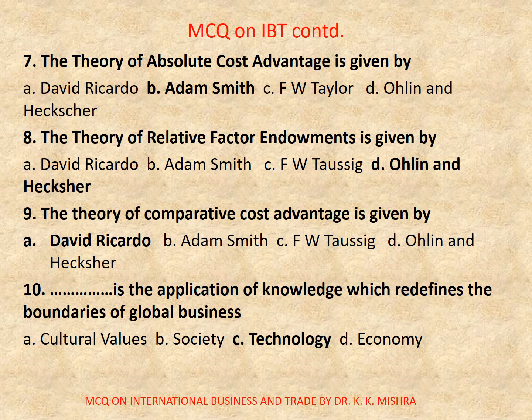Question number 9. The theory of comparative cost advantage is given by. Options are A. David Ricardo, B. Adam Smith, C. F.W. Taussig, D. Ohlin and Hecksher. Correct option is A. David Ricardo.